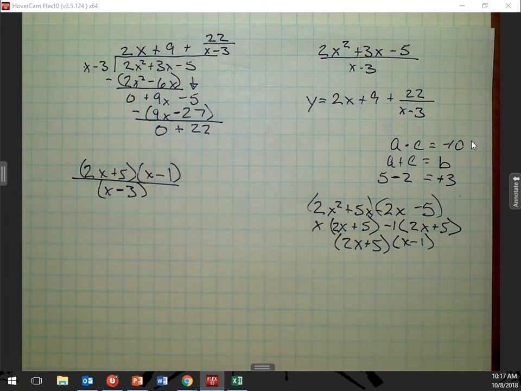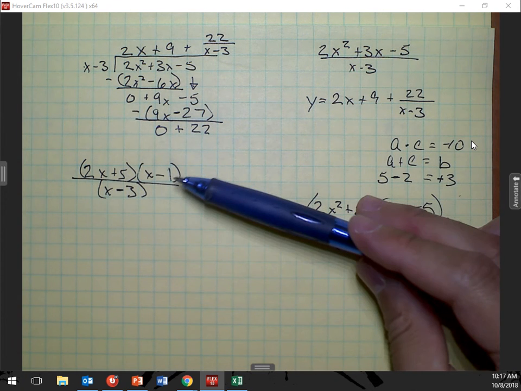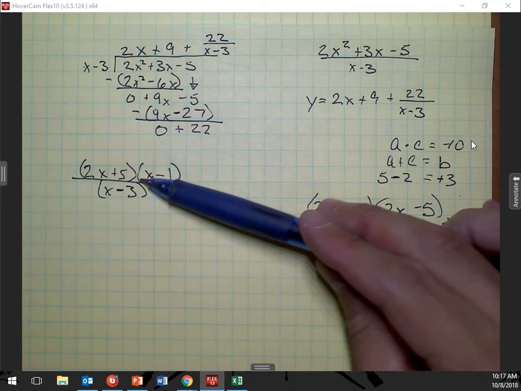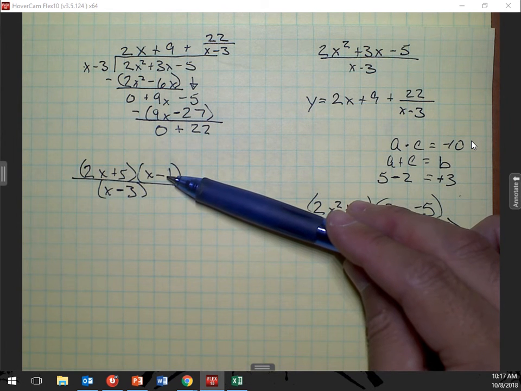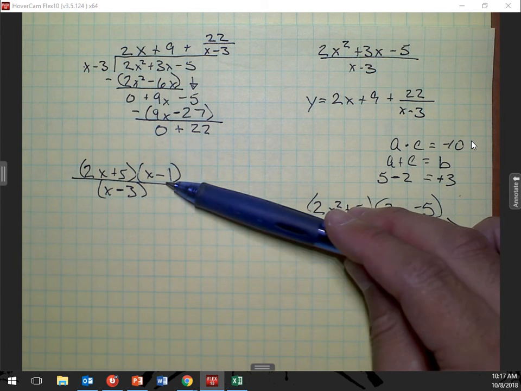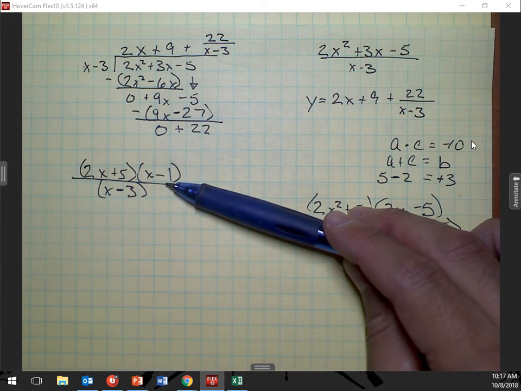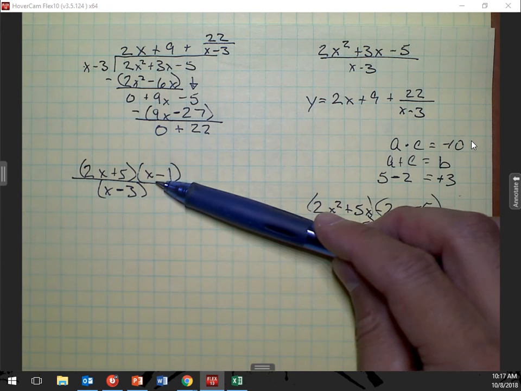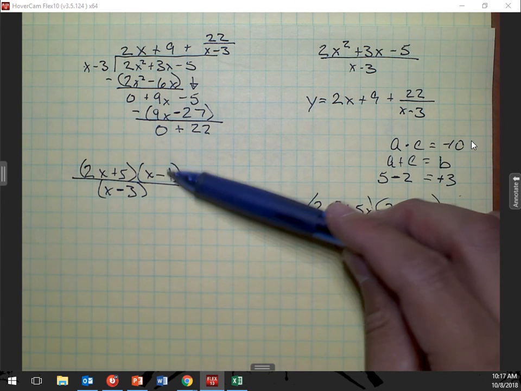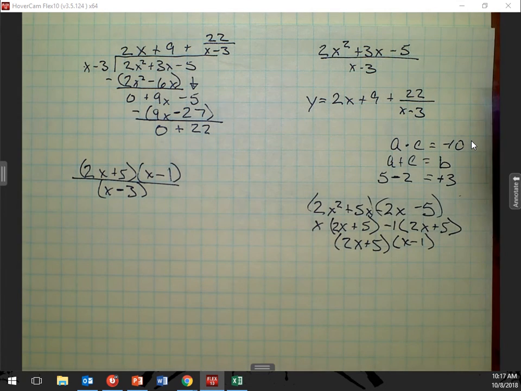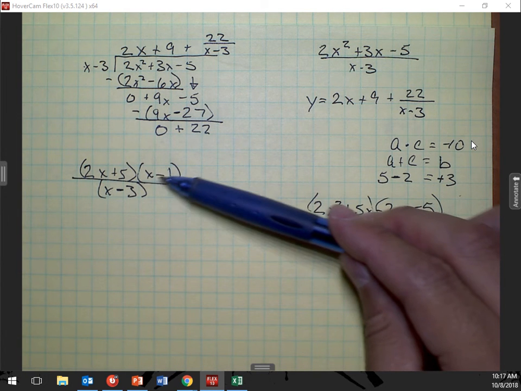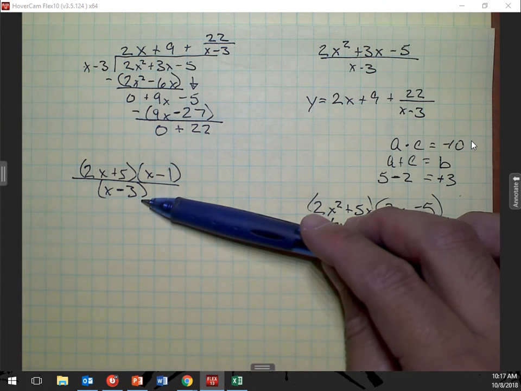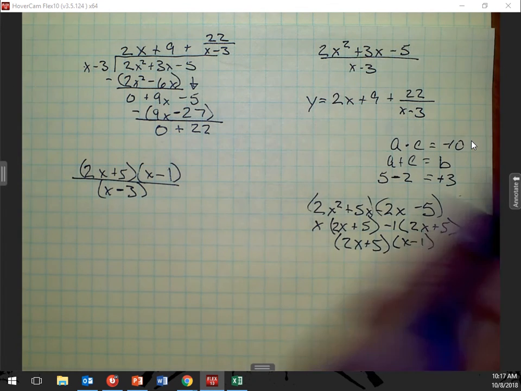Why did I have to factor that? Just to see if there is a removable factor, right? If it's removable, that's going to leave you a hole. If it's not removable, that is my asymptote. If you cannot remove it, that's an asymptote. If you can remove it, that's a hole. So right here, we're going to have an asymptote at x equals 3, right? Okay, at x equals 3. So I have an asymptote.